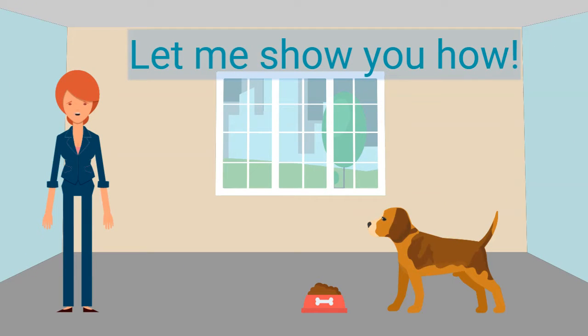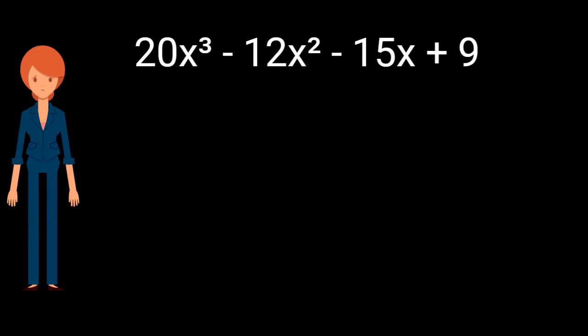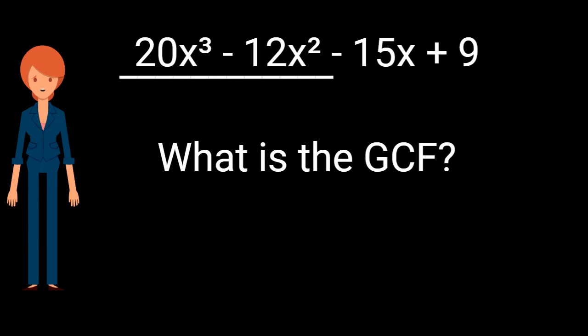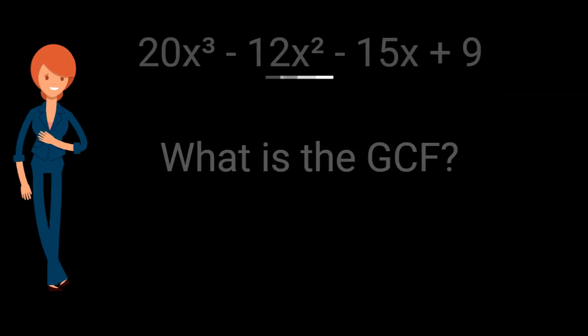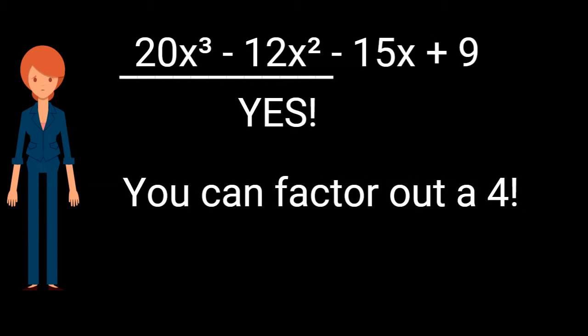All right, let me show you how. Here is a polynomial. Let's look at the first 2 terms. What is the greatest common factor that can be taken out of those terms? Did you get it? Yes. You can factor out a 4.